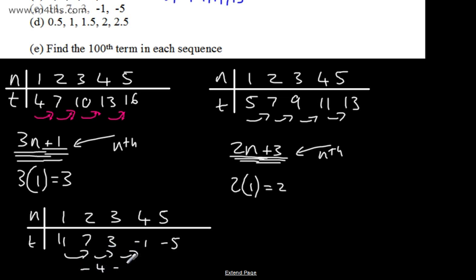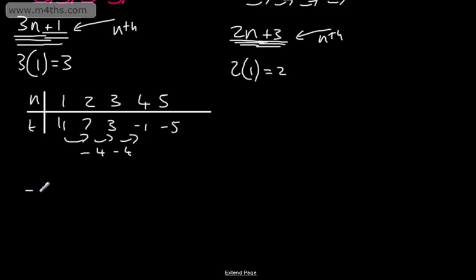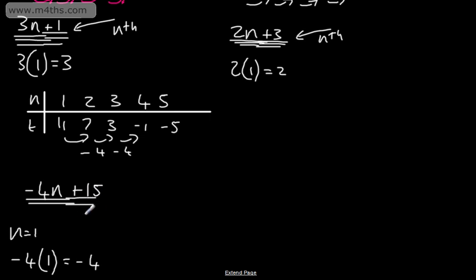So it's going down by 4 each time. So negative 4, negative 4. So we can say this is going to now be negative 4n. That's what I start with. So when n is equal to 1, what we'll have is negative 4 times positive 1, which is negative 4. What have I got to do to get now from negative 4 to 11? The answer is I need to add 15. So this now is minus 4n plus 15, or we could say 15 minus 4n.